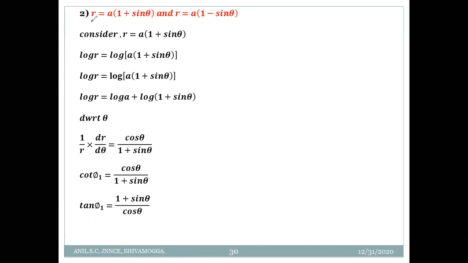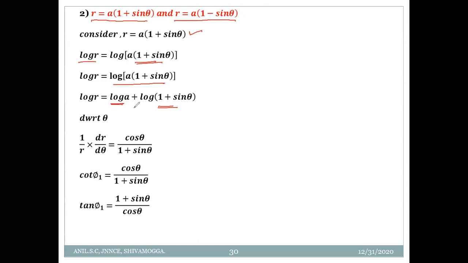Next, r is equal to a into 1 plus sine theta and r is equal to a into 1 minus sine theta. Consider r is equal to a into 1 plus sine theta. This is the first curve. Take log on both sides. Log r is equal to log a into 1 plus sine theta. It takes log m into n form, which can be written as log m plus log n. Log a plus log of 1 plus sine theta.